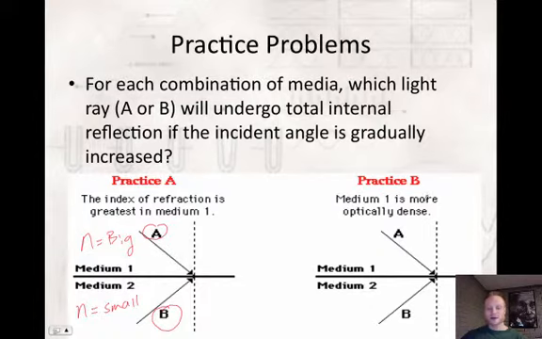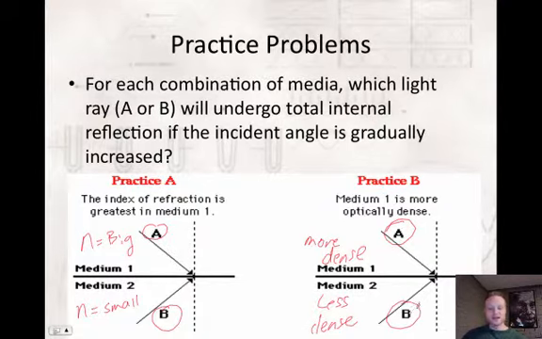Okay, let's look at practice problem B. It says medium 1 is more optically dense. So 1 is more dense here, and 2, we'll just call less dense. Now again, keeping rule number 1 in mind, could incident ray A undergo total internal reflection if the angle was correct? And the answer is yes. Why? Because it's going from a more dense medium to a less dense medium.